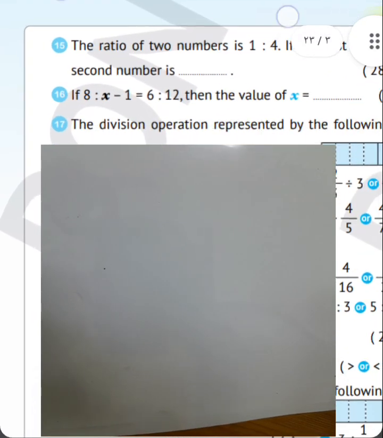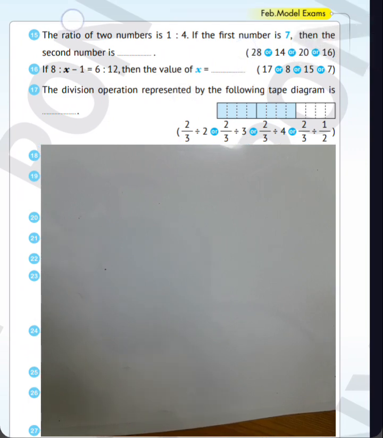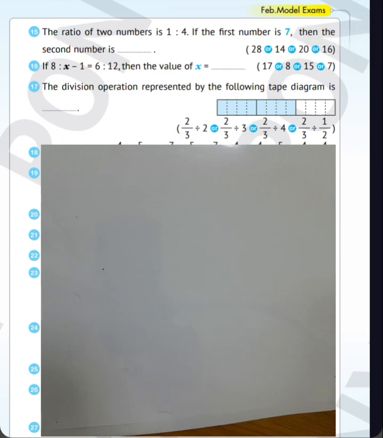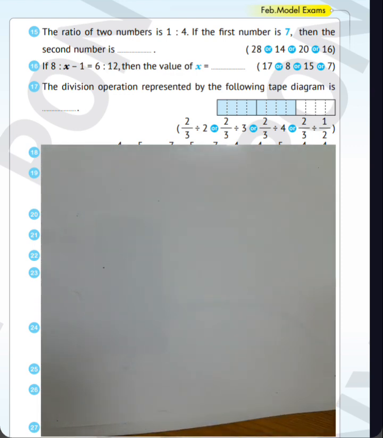Next question. The division operation represented by the following type diagram equals what? Look at with me here. We have 3 parts and he colored 2 parts from 3, and divided each one into 3 parts. Then 4 parts. Okay, 2 over 3 divided by 4. Understood?